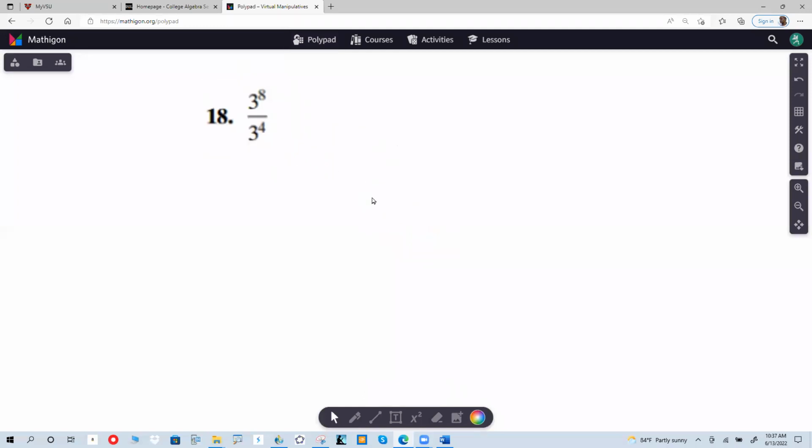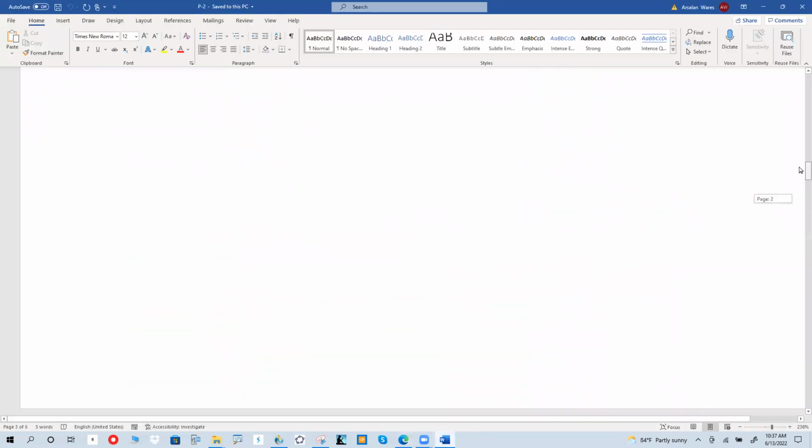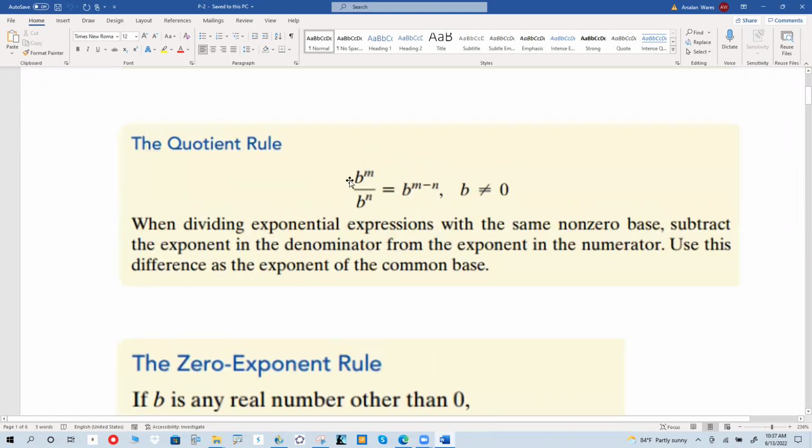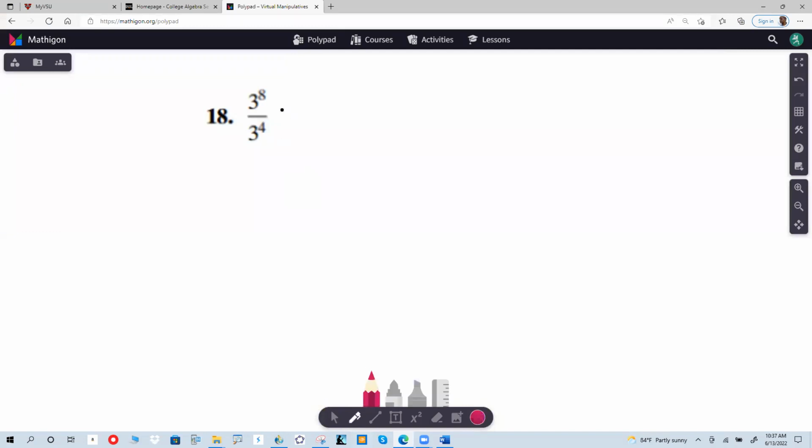Okay, this one is a direct application of this formula right here. The quotient rule right here. When you have the same base, one on the bottom and one on top, you subtract the powers, starting with the top. So we're going to say this is equal to 3 to the power 8 minus 4, which turns out to be 3 to the power 4. And leave your answer like this. If you want to find 3 to the power 4, I think it's 81, you can also write it like this. Both are acceptable for me.